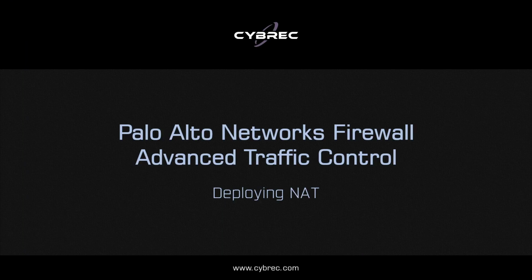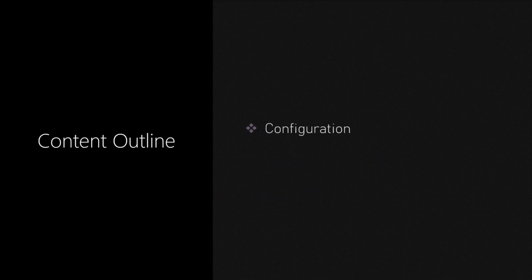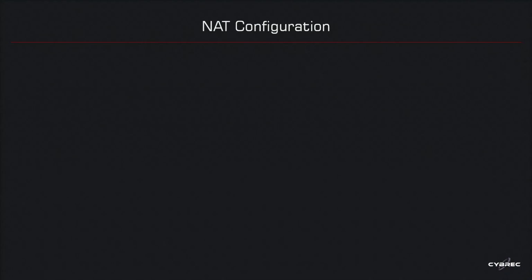Welcome back, everybody. What we will take a look at this time is how to deploy network address translation. I'm going to start with a discussion of the configuration syntax. So we will talk about the different GUI options that we have to configure to deploy NAT, and then we will take a look at an example where I'm going to show you how to use NAT in my network.